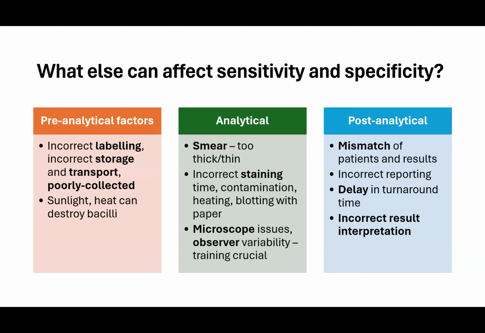And I do recall once as a reg, we just kept getting positive AFB results till we thought this is very bizarre. This shouldn't really happen. And I think there was a problem in the lab. And so we have to question when we get an unusual amount of positives. And also observer variability. So training is crucial to remain consistent and accurate.